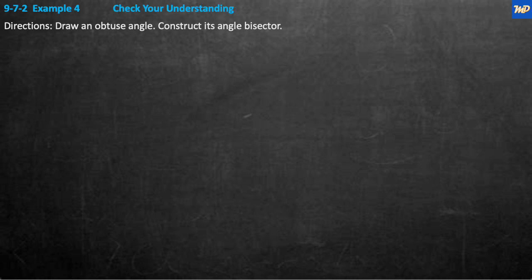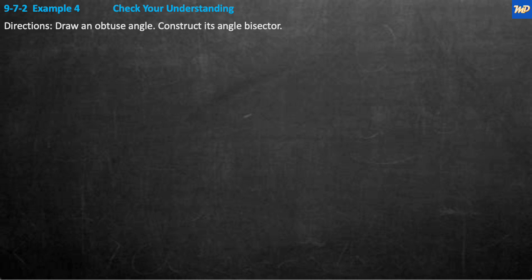Okay, example 4, check your understanding. It says draw an obtuse angle and construct its angle bisector. Well, this is your turn. You're going to stop the video, hopefully, do this work and give it a shot. It should be just like we just did. It takes 3 arcs and a straight line.